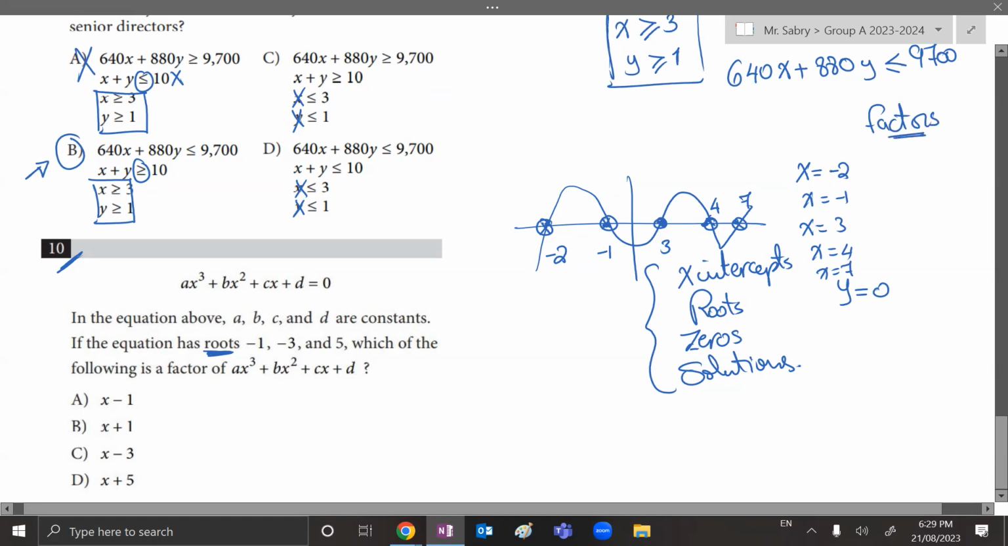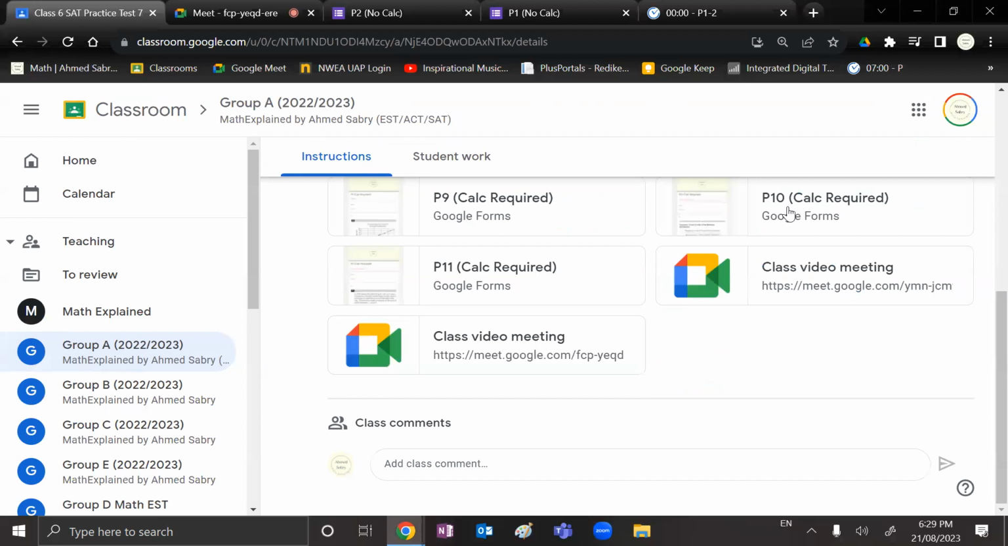Now, if I wanted to ask you for the factors, they are the roots, but we put them next to the x with the opposite sign. Meaning instead of x equals -2 it becomes x plus 2. Instead of x equals -1 it becomes x plus 1. Instead of x equals 3 it becomes x minus 3. Instead of x equals 4 it becomes x minus 4. These are called factors. What are they originally? They are the roots, or the x-intercepts, or the zeros, or the solutions, but with the opposite sign next to the x. Does that make sense?